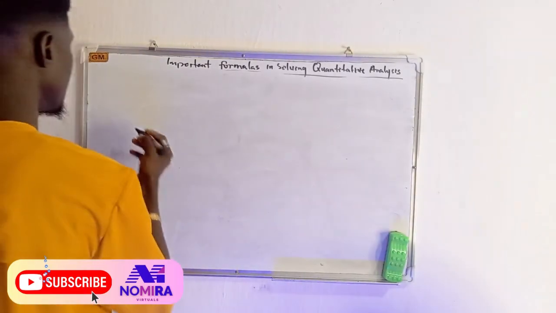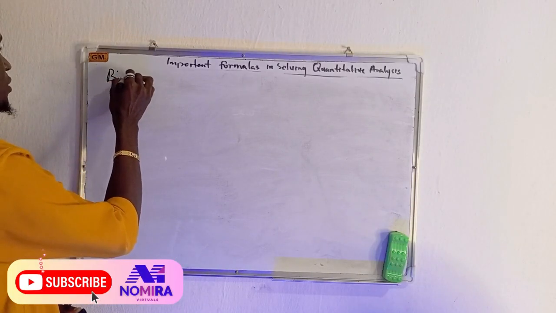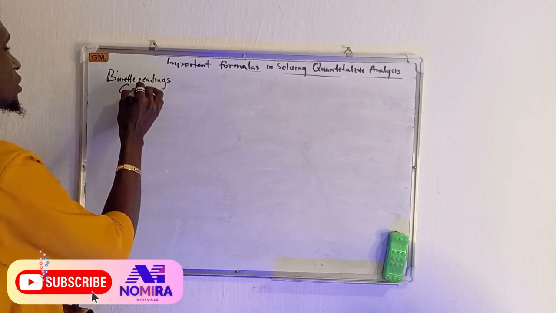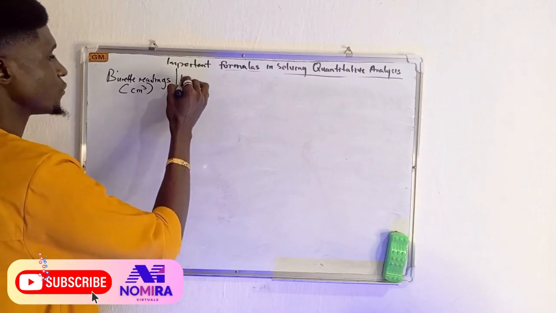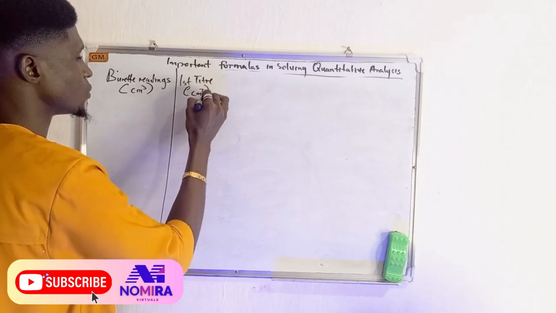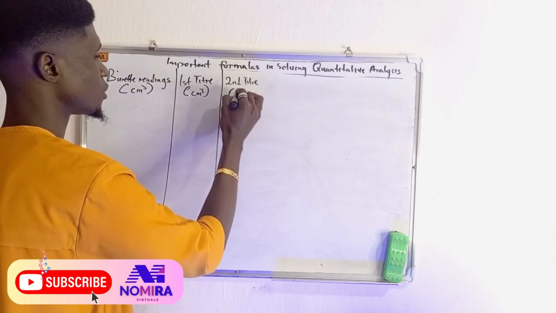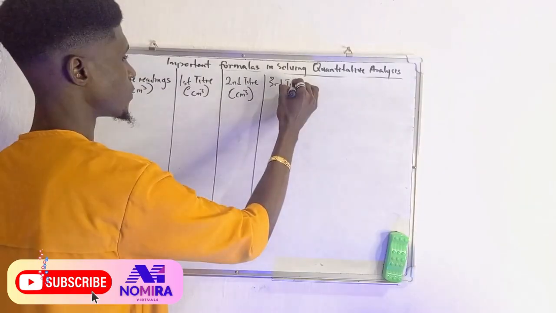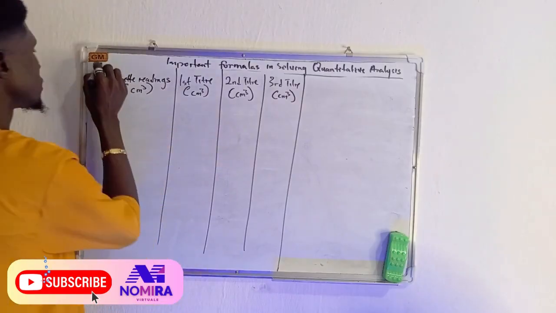Okay, please pay attention. The table is in this format. You need to write your burette reading first, and please specify the unit, which is in what? cm cube. Okay, then you have your first titer also in cm cube. Everything should be in cm cube. Your second titer in what? cm cube. Your third titer in what? cm cube.